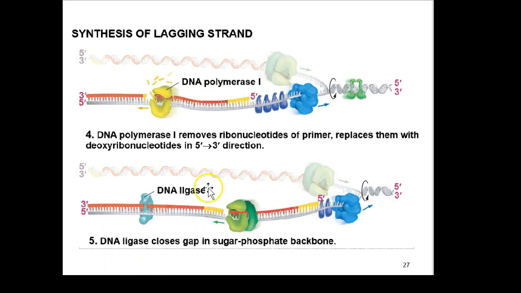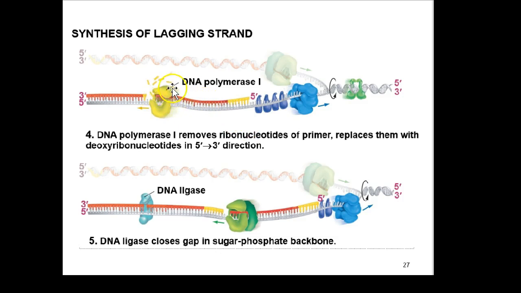So what will end up happening is on the lagging strand, you'll have these multiple segments of DNA, each with an associated RNA primer. Chromosomes are not made out of RNA, so these RNA primers need to be removed and replaced with DNA, and that is accomplished by DNA polymerase 1, the polymerase enzyme that Arthur Kornberg discovered.